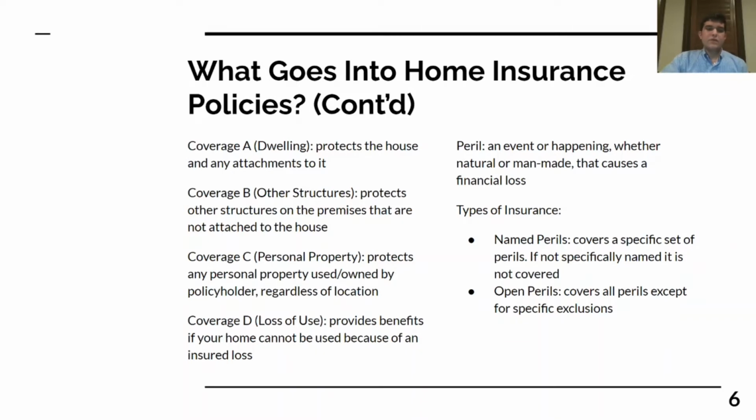Lastly, we have coverage D. This is loss of use. This provides benefits if your home cannot be used because of an insured loss. This is broken out into three different sections. The first one is additional living expenses. So you would be reimbursed for the cost of living in another space. The second would be fair rental value. Say you're renting a room in your home for $500 a month and your home is uninhabitable for 2 months, you would be reimbursed for $1,000.